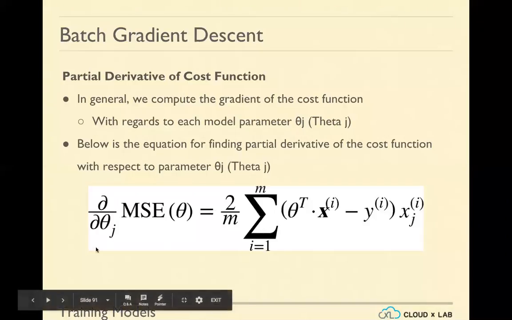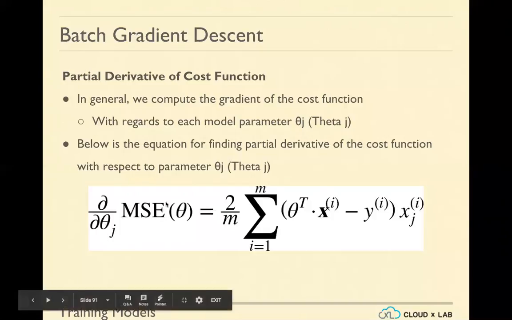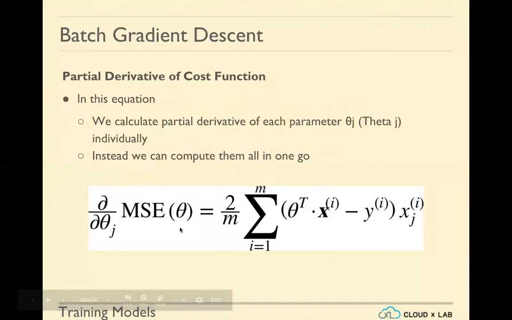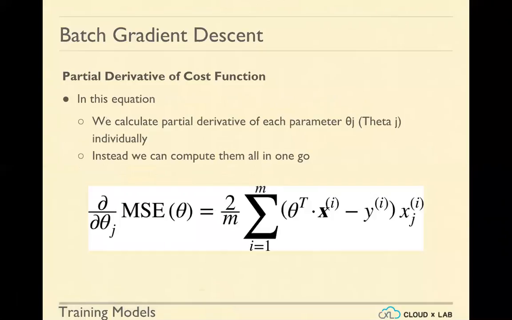All right. So if we just say theta 1, here there is a list of theta. So this is what we will get with respect to each of the thetas. In this equation, we calculate the partial derivative of each parameter theta j individually, or we can also compute all of them in a single go using this kind of formula.